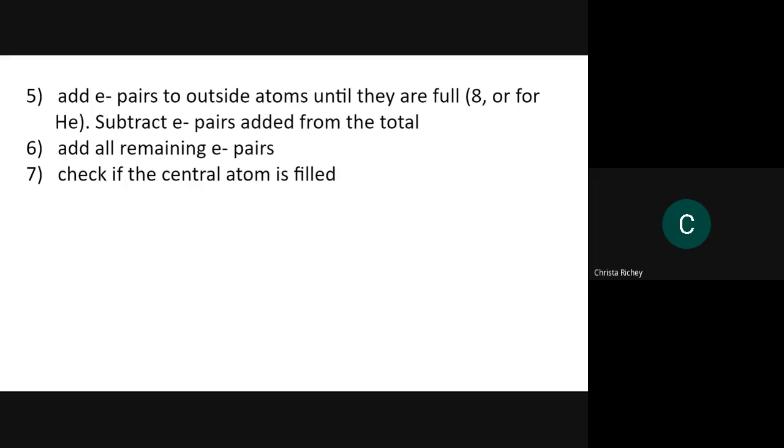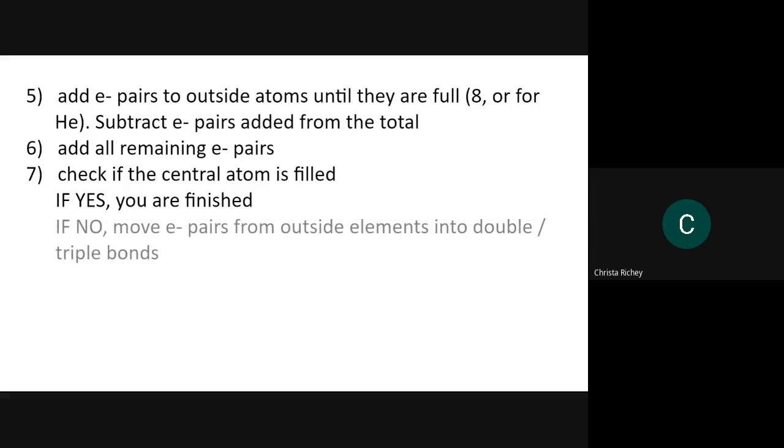If you need to double check to make sure that your central atom is full, it means it has 8 electrons. If not, you're going to move lone pairs towards the center to create double or triple bonds. This is a lot of stuff that we're going to be doing at once. If your central atom is full and all of your other electrons are being used and you're down to zero, you're done. If not, you need to move your outside electrons, your lone pairs of electrons, onto the central atom to share them so that you do have a full octet.